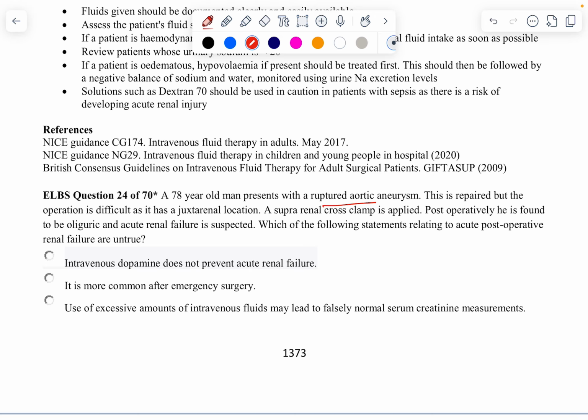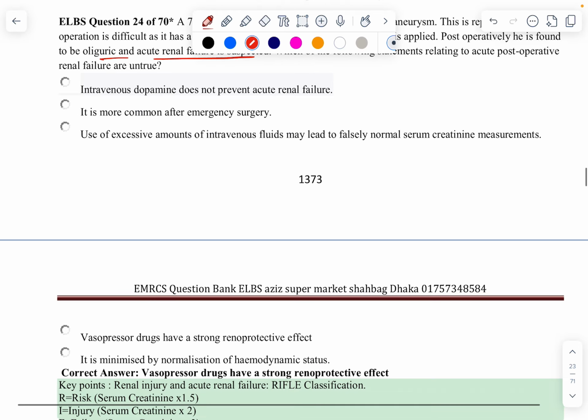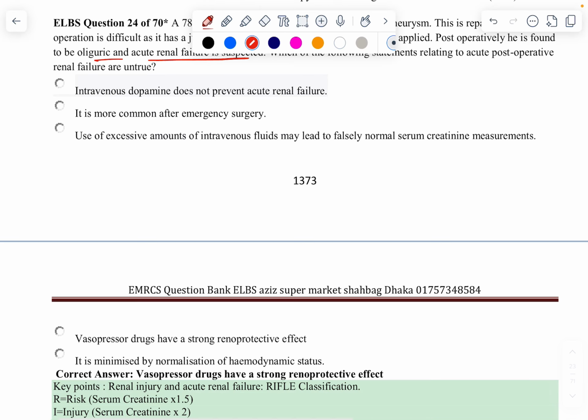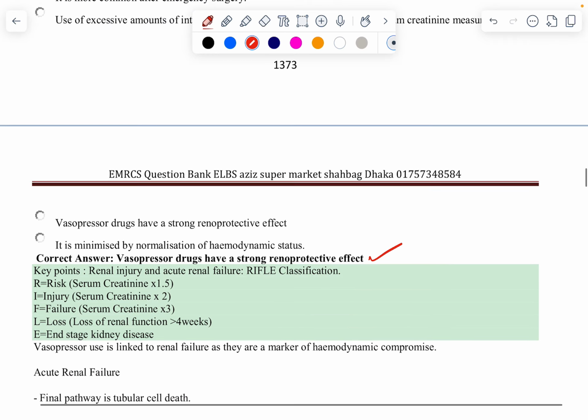A difficult juxtarenal aneurysm repair, difficult as it is in the juxtarenal position, with suprarenal clamp. Post-operatively found oliguric, and acute renal failure is expected. Which of the following statements relating to acute post-operative renal failure is untrue? Intravenous dopamine does not prevent acute renal failure. It is more of an emergency use of excessive vasopressor or strong renoprotector. This is the answer. It doesn't protect.